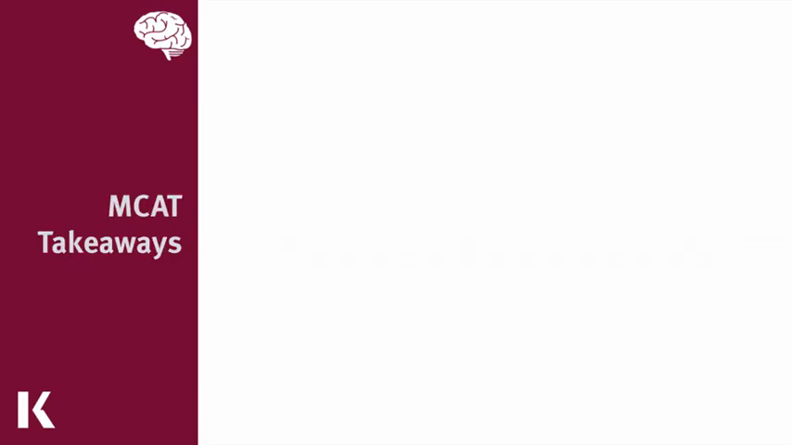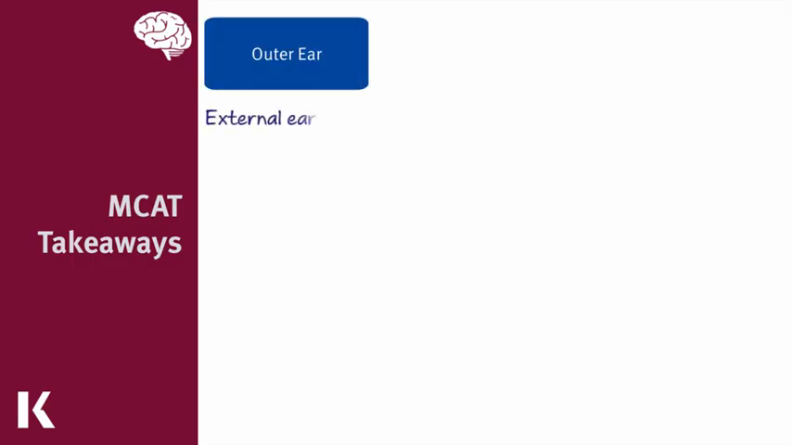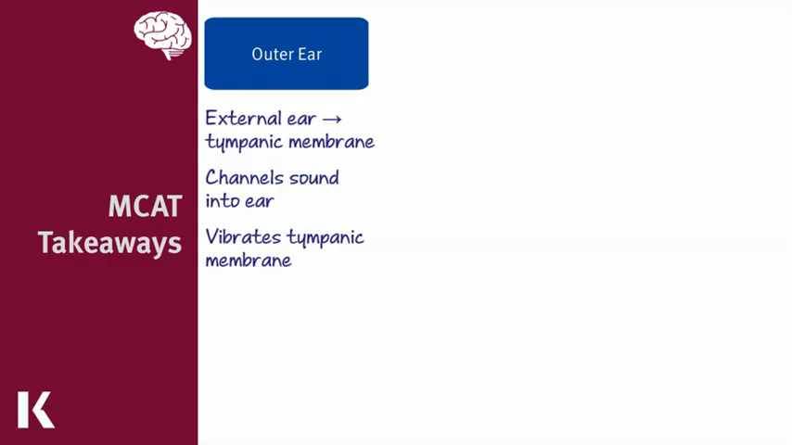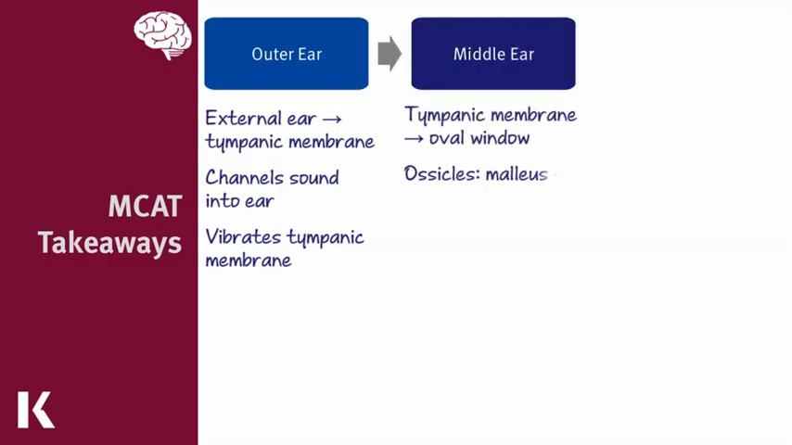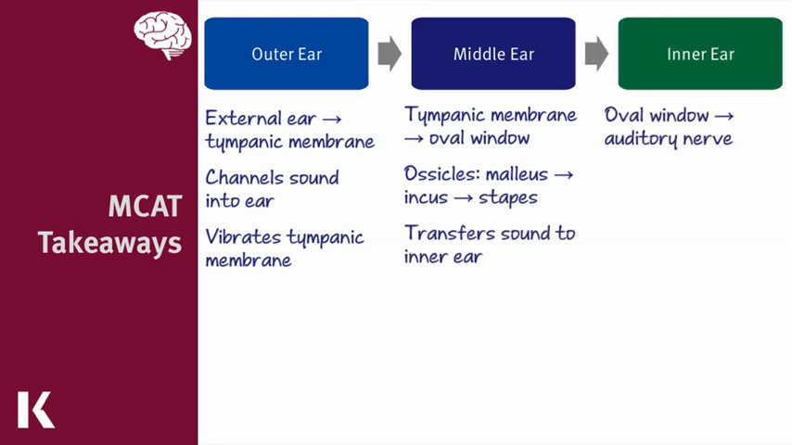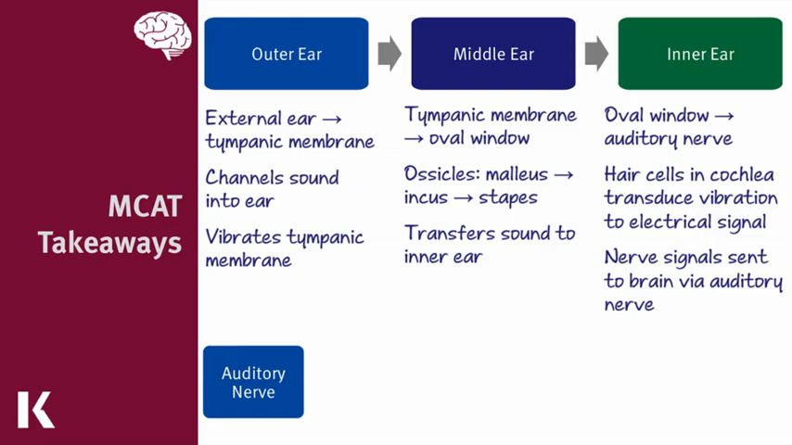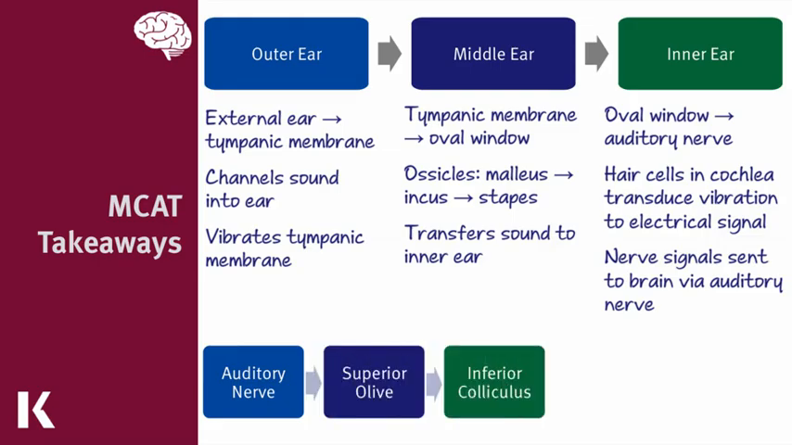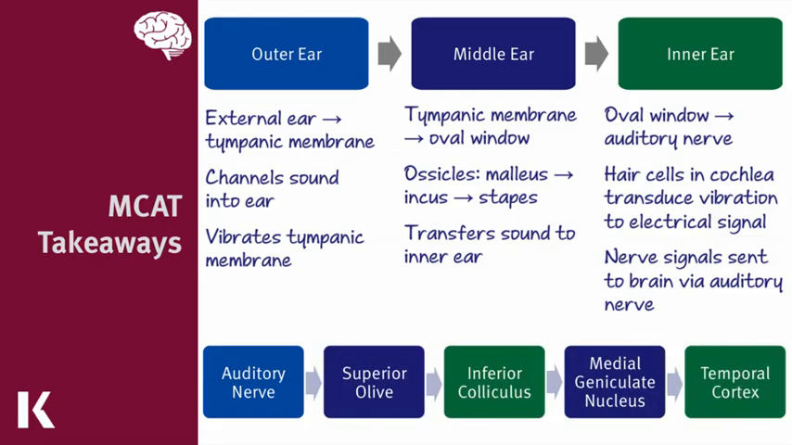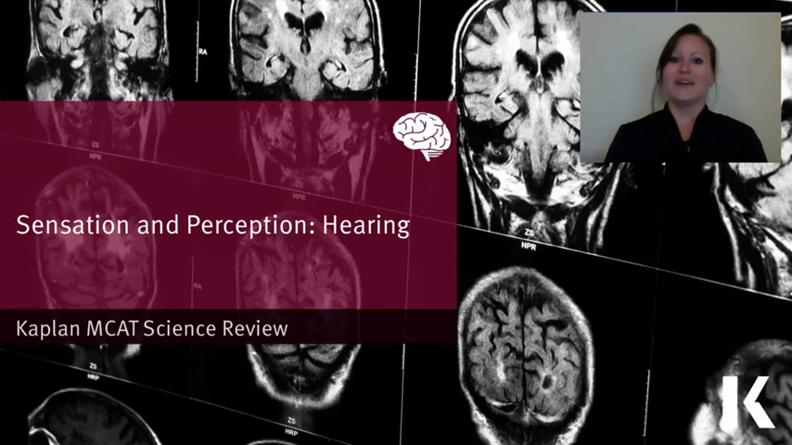To summarize, what we really want to know for test day about hearing is that the outer ear begins the domino effect by collecting sounds from our environment and translating that sound into a vibration on our eardrum. That vibration will be transmitted to the middle ear and then travel along the ossicles until it's transferred to the inner ear. The inner ear will use hair cells to convert that vibration into an electrical signal that will be transduced onto the auditory nerve. The auditory nerve will then send that signal through the superior olive, inferior colliculus, medial geniculate nucleus, and temporal cortex for processing.